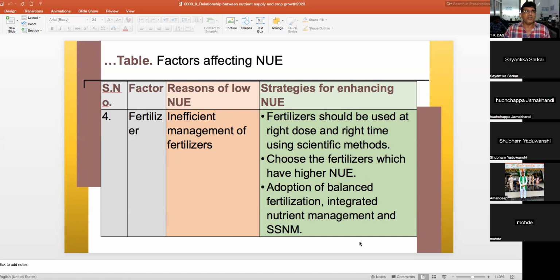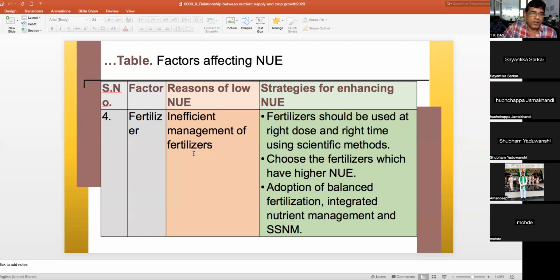As you go on increasing the rate of fertilizer or rate of nutrient application, initially the nutrient use efficiency can increase, but after a certain level, or rather even at the first level, you will get the highest nutrient use efficiency and then it starts decreasing. So you need to optimize the level of nutrient where you get maximum profit, not the maximum nutrient use efficiency, but maximum profit. So that is rate.